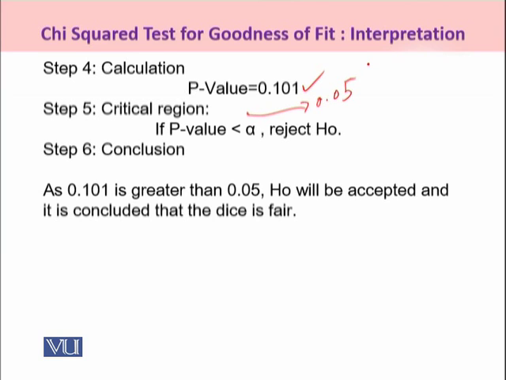So the conclusion we are going to draw is on the basis of the calculated p-value and the observed p-value, which is alpha in our case. We can state that our calculated p-value, which was 0.101, is greater than the p-value of 0.05. So H0 will be accepted and it is concluded that the dice is fair. So students, this means that our calculated p value does not fall into the rejection region. So we accept that the dice is fair and the claim is true.